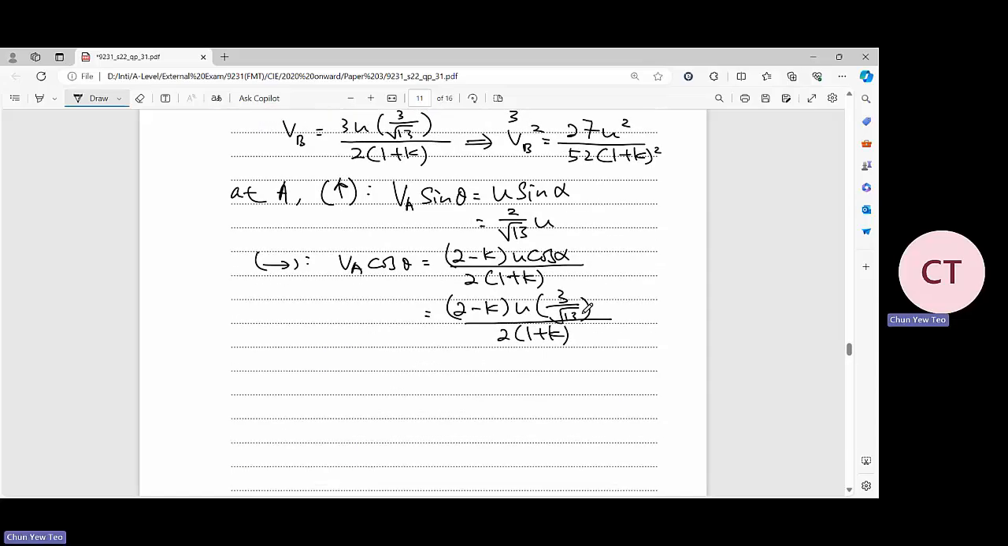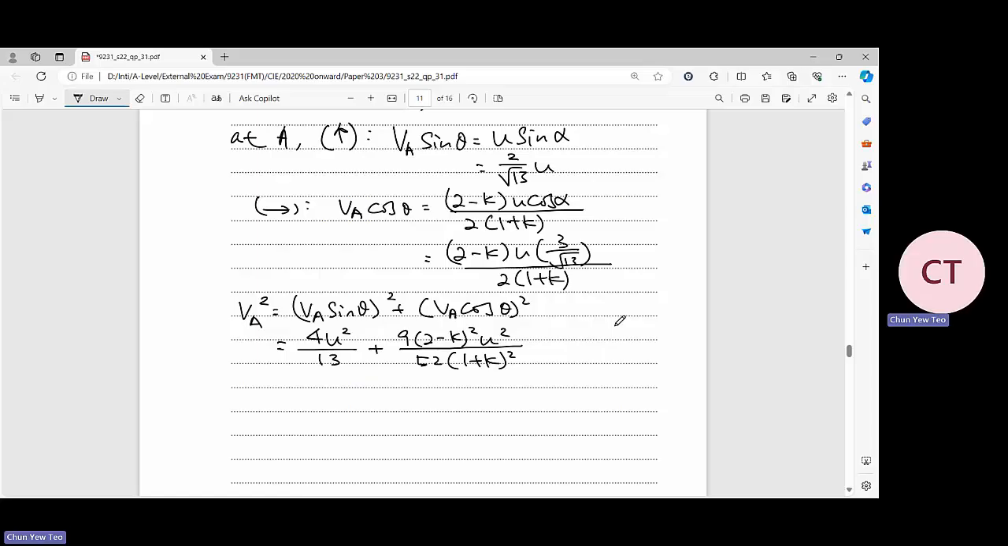This one is a bit complicated. But I want to have VA square. VA square is VA sine theta, you square it, plus VA cos theta, you square it. So this one will be kind of complicated. You have 4u square over 13 plus the 9 of 2 minus k square u square over the 52 of 1 plus k square. So this is what we have.